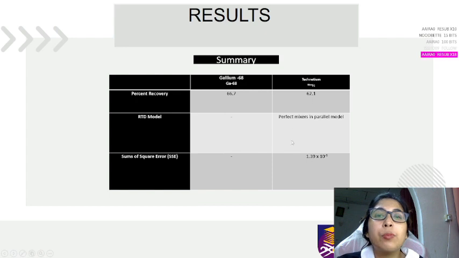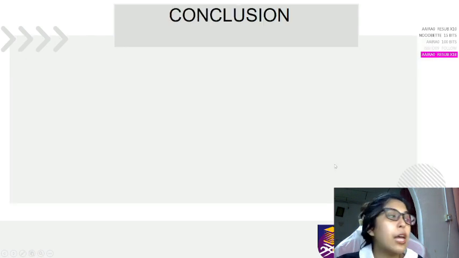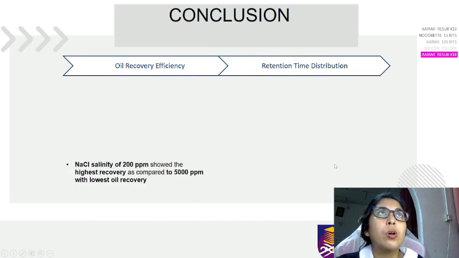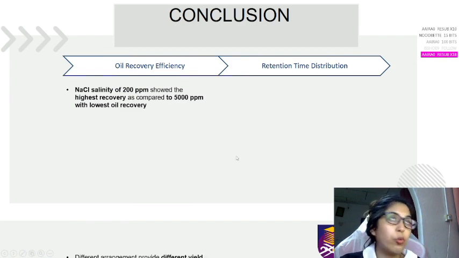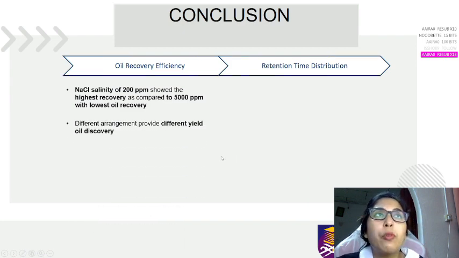And for the technetium, this is liquid tracking, so it fits the perfect mixture in parallel model, and the sum of squares error is 1.39 times 10⁻⁹. As a conclusion, sodium chloride salinity of 200 ppm shows the highest recovery as compared to 5,000 ppm, which has the lowest oil recovery. Different arrangements provide different oil recovery yields.